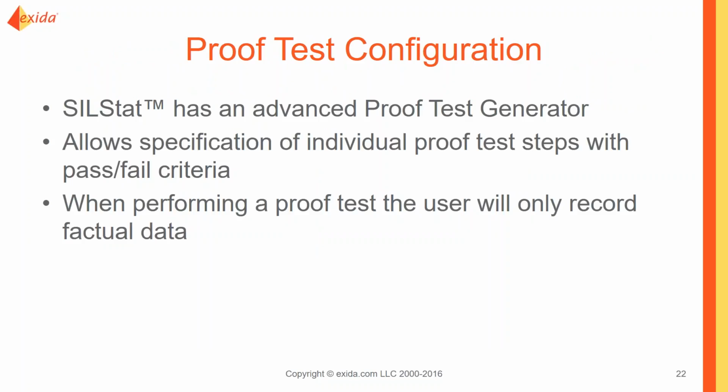Also in SILStat, we can set up a proof test to walk the user through the test. So you can define the steps that are needed to perform the proof test, and you can also define the pass-fail criteria. This makes it very easy for the proof test recorder to simply walk into the plant, perform the test, record the data, and then the tool itself will tell you if it passed or failed. And then, of course, that proof test is saved in the database.